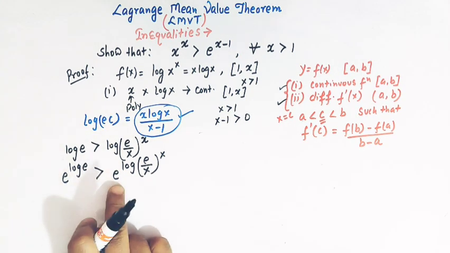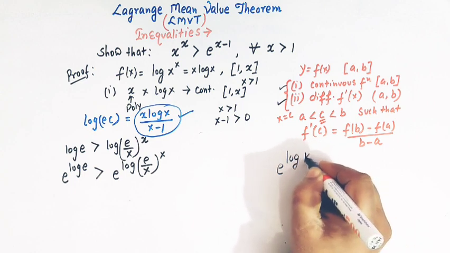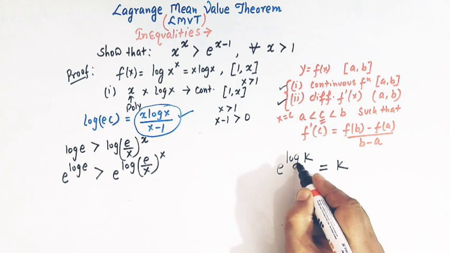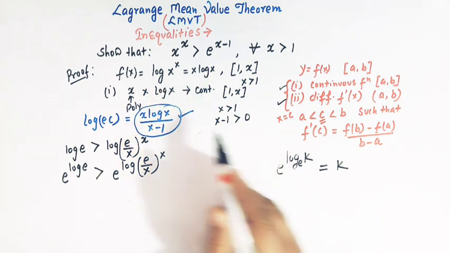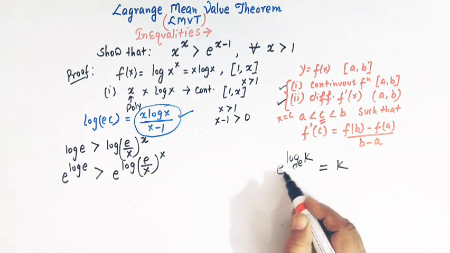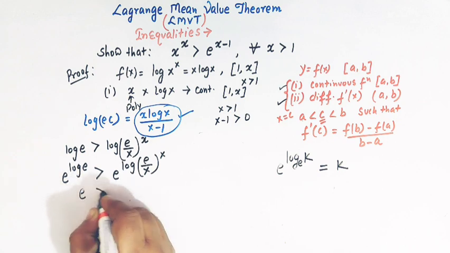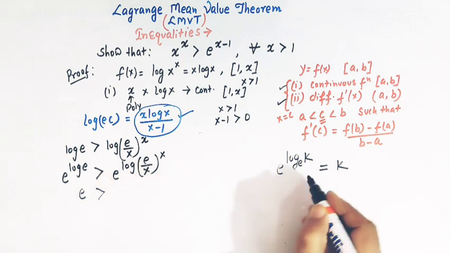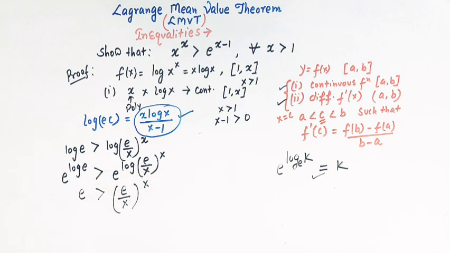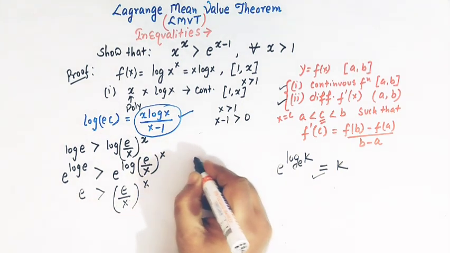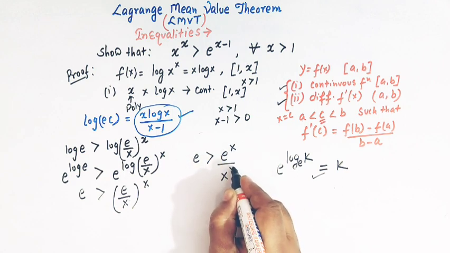So now let us again use another important result, right? See, we know that e raised to log of say k is equal to k, provided the base of this log is e. And here we are considering right from the beginning that we are dealing with the natural log, right? So e raised to log k is equal to k, and here we have e raised to log e. So now we have here e. e is greater than, again here also we'll apply the same result, so we have e over x raised to x, right? So now we can write this inequality as e greater than e raised to x divided by x raised to x, right?